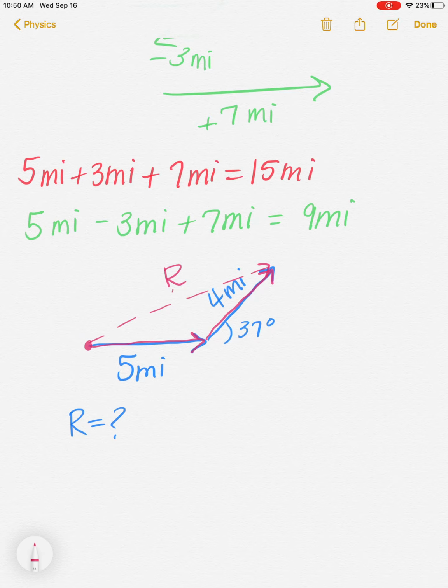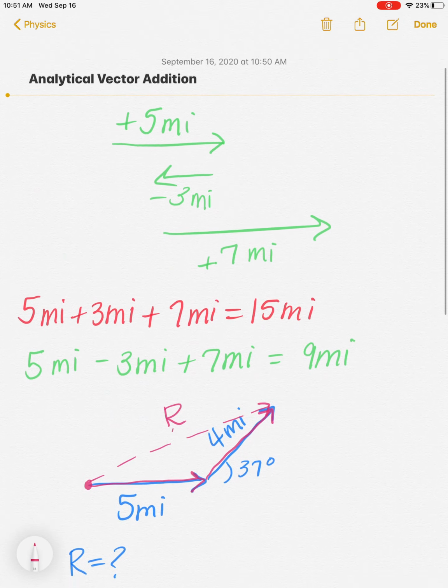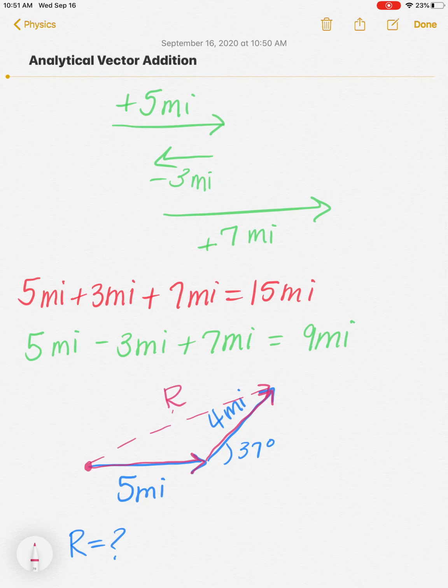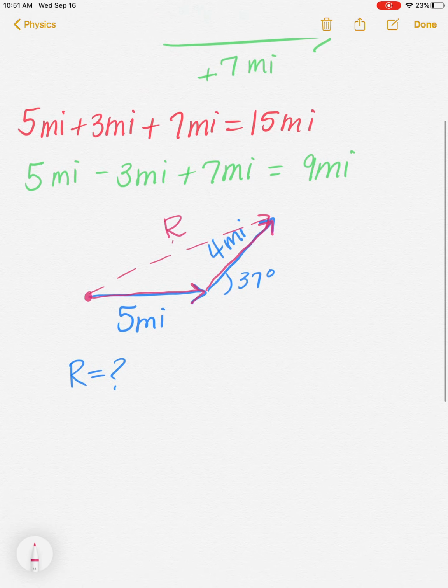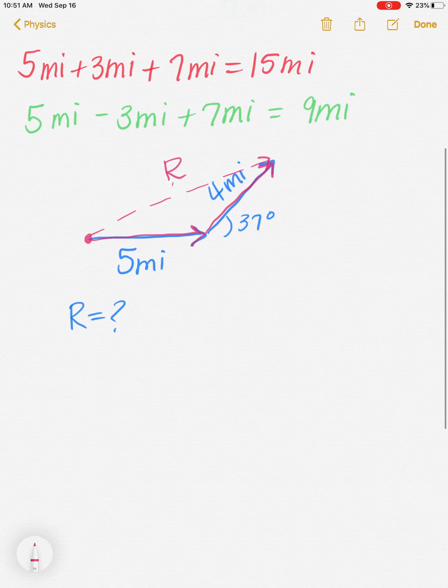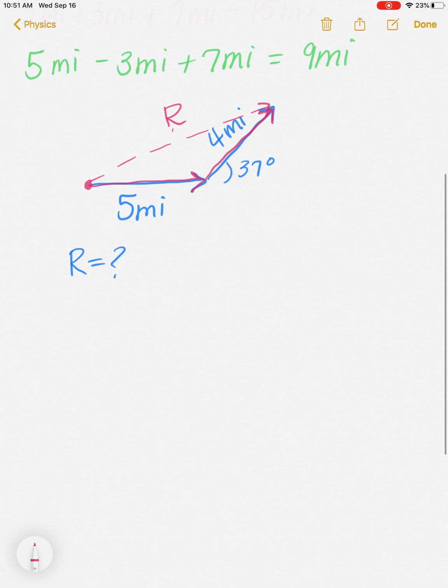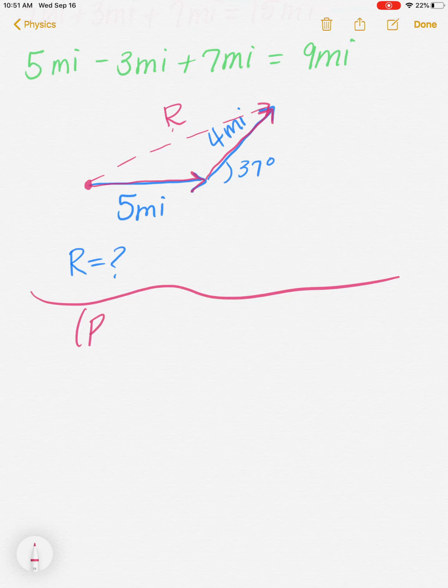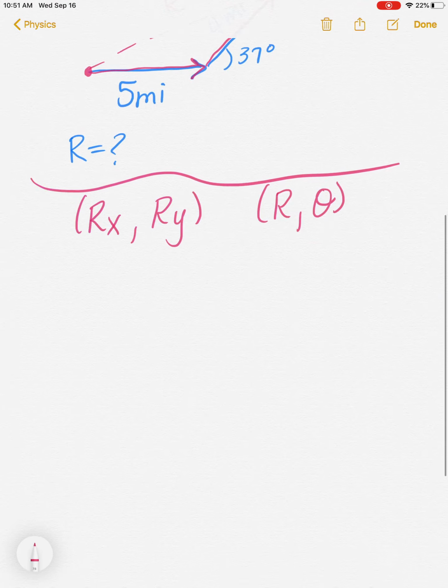However, today we are going to learn how to do that without graph paper, but instead analytically, which means just mathematically and using your computer. All right, so a little bit of review. Yesterday, we learned that you can have Cartesian coordinates, so you can have an X and a Y value, or you can have polar coordinates, so you have a resultant with an angle.